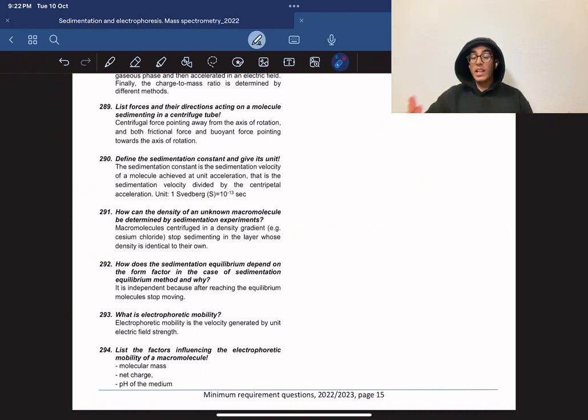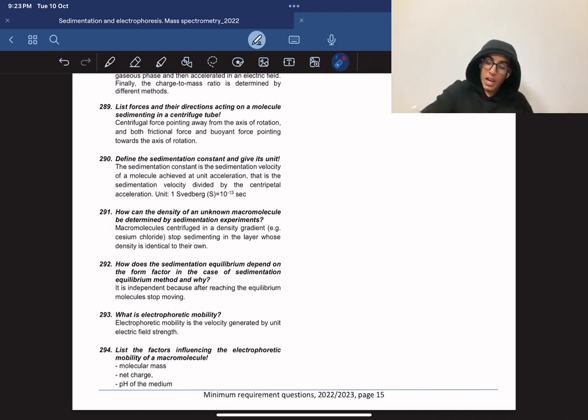In the sedimentation velocity method, which is super fast, the form factor matters a lot, because we're doing it fast. We spin it for some time and we're calculating everything, so we have to take the form factor into consideration. Maybe the object has a lower mass, but because of the way it's shaped, it didn't reach the bottom. Understand? So we have to consider F when we're using the sedimentation velocity method.